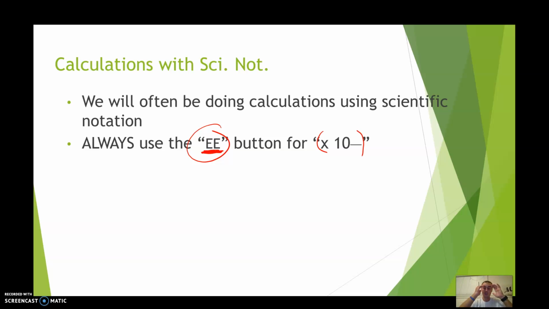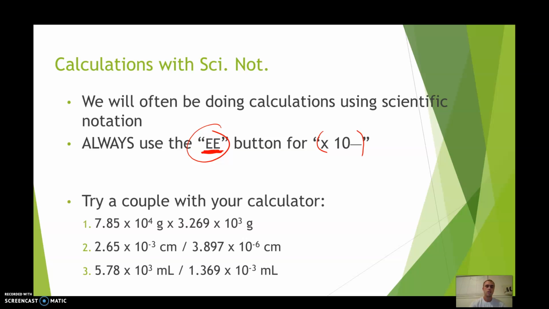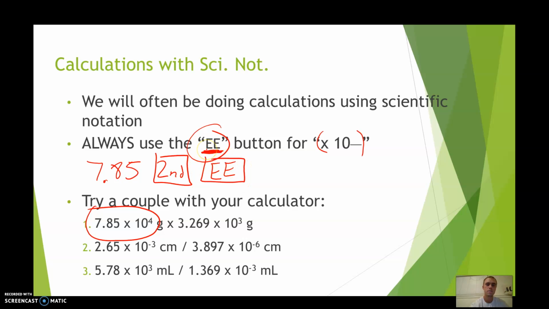Okay, so the way that you type this or use this into the calculator is, let's just do this first one here. And we're just going to focus on this number right now. We're not going to do the full expression yet, okay? So if I were to ask you to type in, and I want you to do this for me in your calculator, 7.85 times 10 to the fourth. What I want you to do, 7.85, just like normal. Then you're going to go second. Then you're going to find the EE button. And then you're going to type in 4.